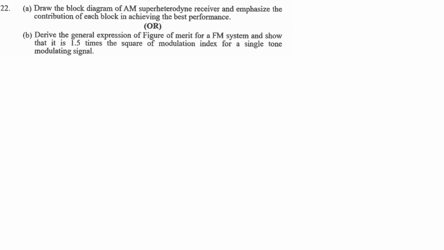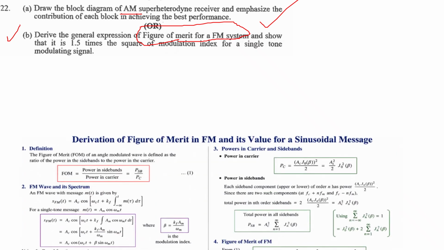So from unit two, what will be the question? Question 22: the superheterodyne receiver, right? They are asking about the AM type of superheterodyne receiver. And the second question, as an alternative, is to derive the general expression of the figure of merit of FM, frequency modulation. Figure of merit is nothing but the power in the sideband divided by the power in the carrier, the overall, right? So that is what we have to find.